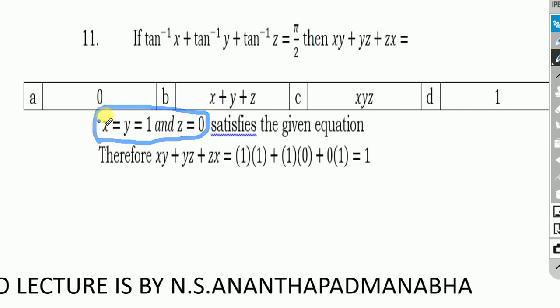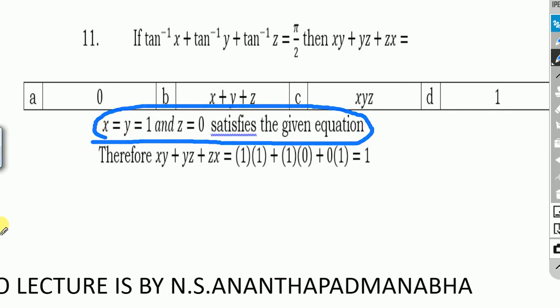When you take x is equal to 1, tan inverse of 1 is pi by 4. Y equals 1 means tan inverse of 1, this is also pi by 4. Pi by 4 plus pi by 4 is pi by 2. In the right hand side also I have pi by 2. So tan inverse of z must be 0. So I will take z is equal to 0. This is my choice, x equals y equals 1 and z equals 0, which satisfies the given equation.